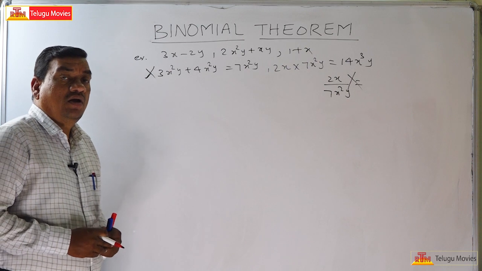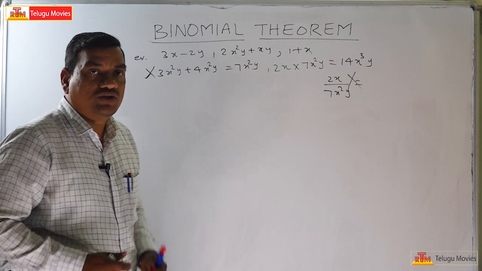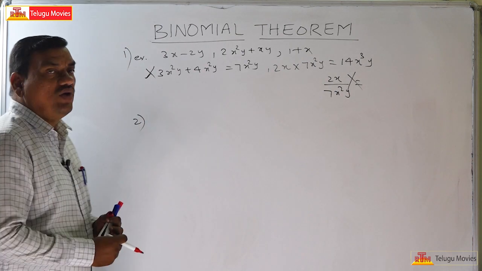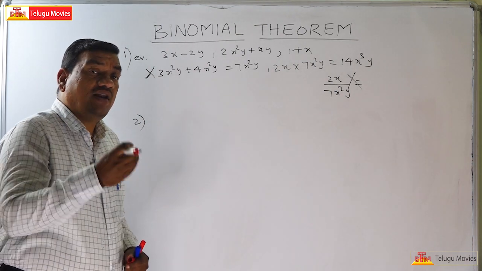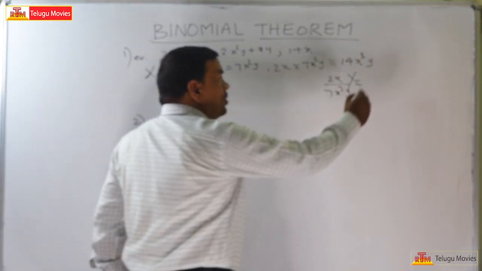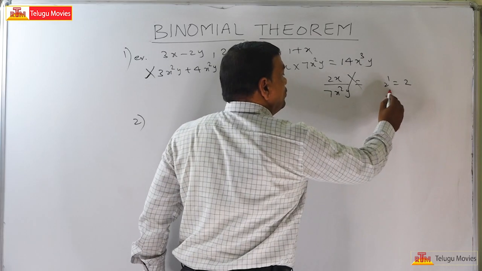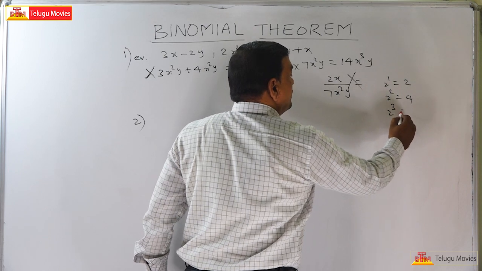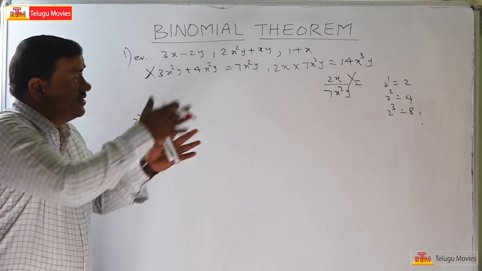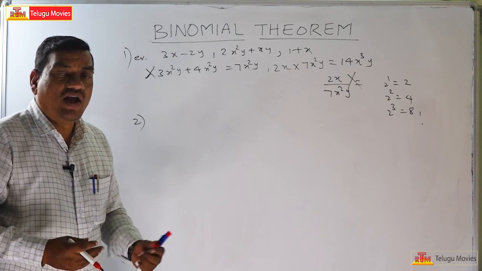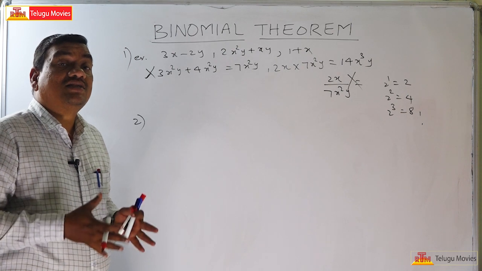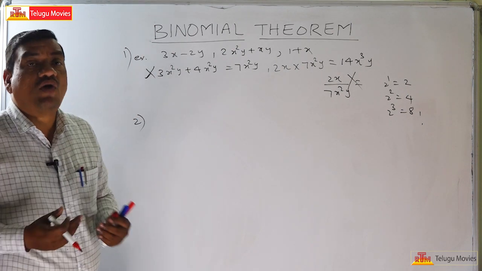Coming to the next topic. This is the first topic. The second one is, now we are going to see, if a number is raised to some power, we know what happens. For example, 2 power 1 is 2, 2 square is 4, 2 cube is 8, like that. If a number is raised to some power, then you know how to calculate that value. At the same time, if a binomial is raised to some power, then what happens?